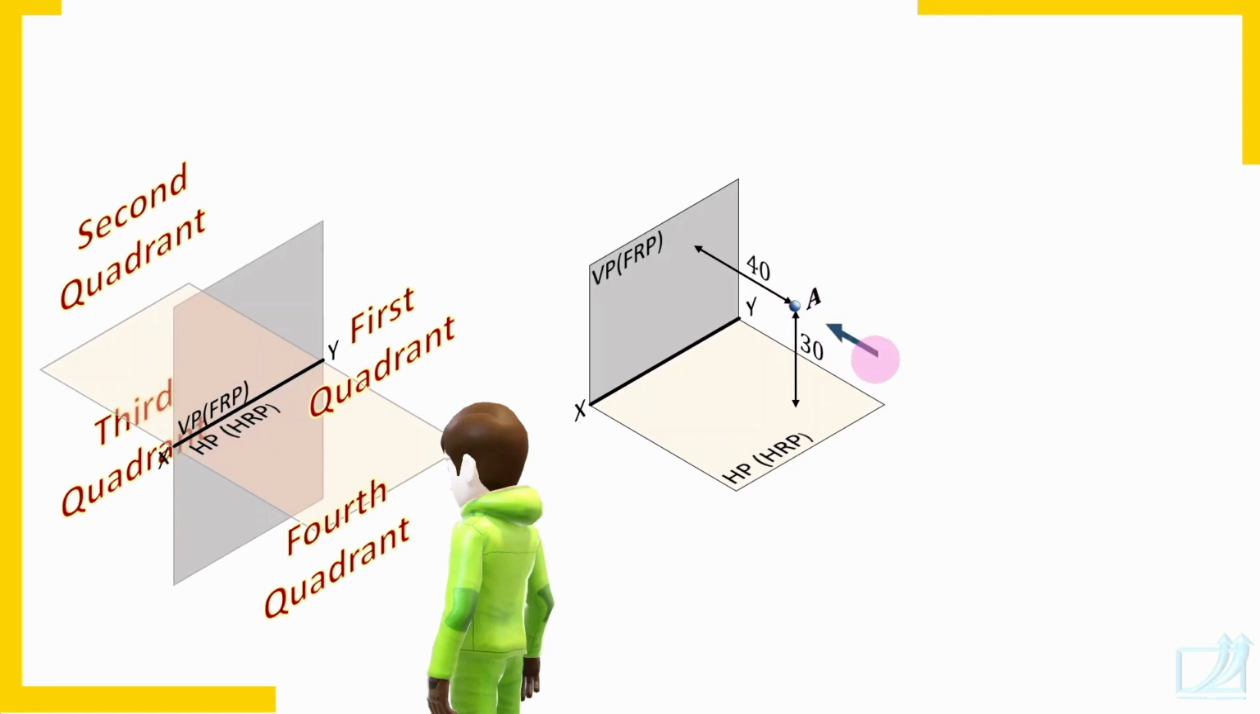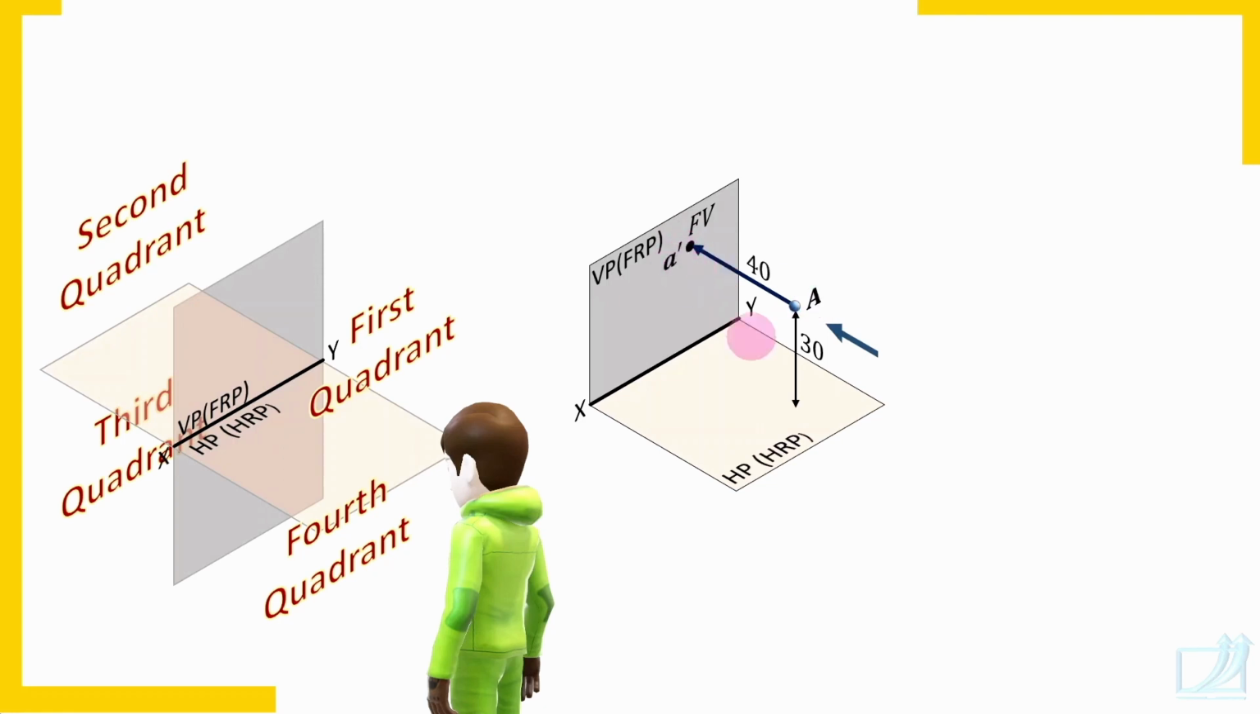So the observer is watching this object in the direction perpendicular to VP, and whatever he can see, that means this point, he draws exactly behind the object on VP, and that is its front view. It is also called projection of point A on VP. Now this front view we are labeling in this manner, A dash. Now the point is A, labeled with capital letter A, but its front view is labeled with small letter a dash.